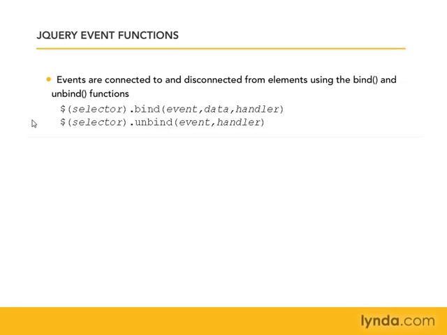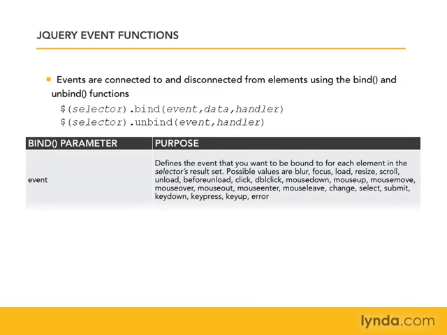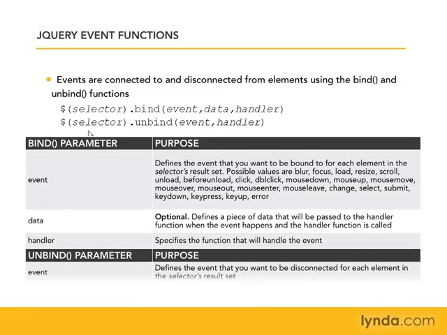So let's take a look at functions and how they work. So for bind, there's a couple of parameters. There's the event, the data, and the handler parameters. So the event parameter basically defines the event that you want to be bound to, and it's a string that is the name of the event. For example, you'd pass in a string named click, or mouse down, or key down, or whatever event it is that you want to bind to.